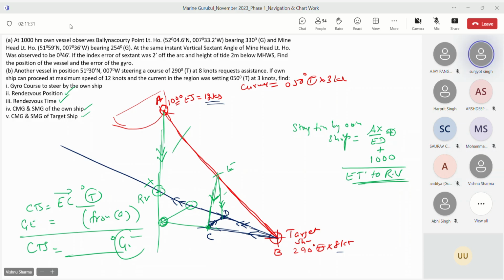Correct, sir. Understood. So you'll get the same CTS again. You are getting the triangle for 2 hours. Now for the CMG, you divide by 2. Transfer it, and the position will be the same. Yeah, understood, sir.